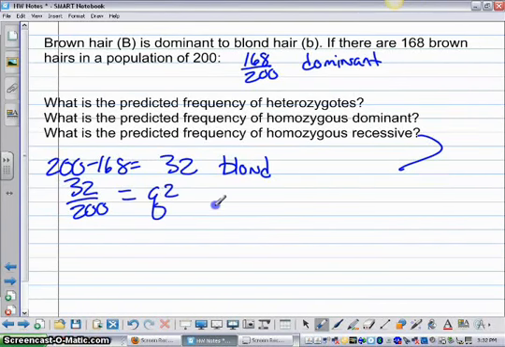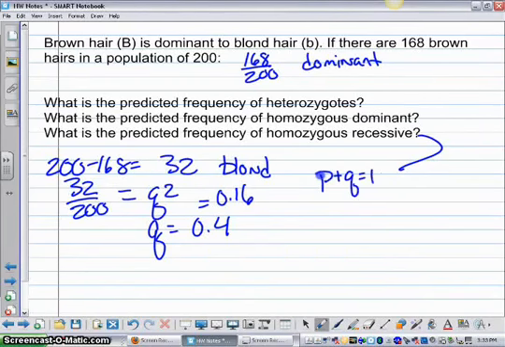So that is going to give you 32 divided by 200. I have to type that into the calculator. 32 divided by 200 is 0.16. Okay, and then my Q value there is going to be 0.4, because the square root of 0.16 is 0.4. And then remember, P plus Q equals 1. So if Q equals 0.4, then what is P? It has to be 0.6.